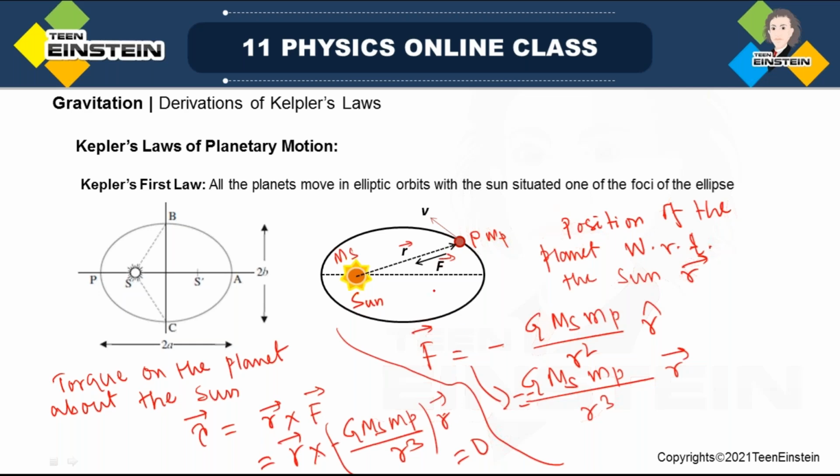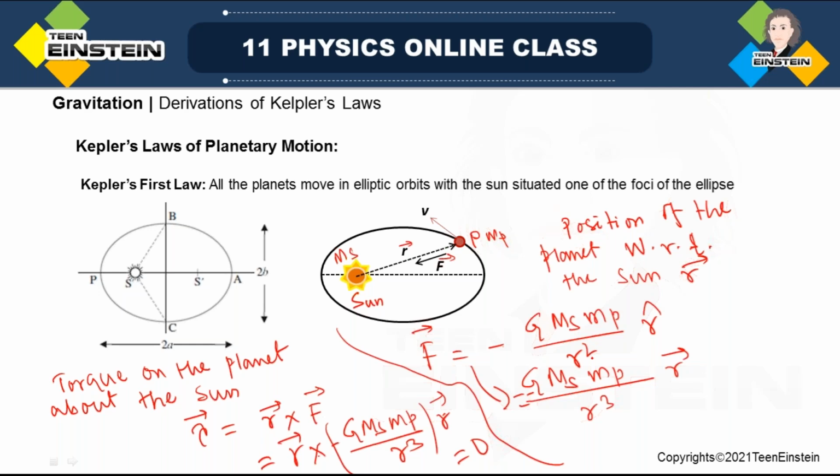Okay, I hope it is clear to you what I have done so far. I have just calculated the force acting on the planet due to the sun. That is minus G Ms Mp divided by r cube, times the r vector. It is directed towards the sun along the same position vector, in the same line of action.